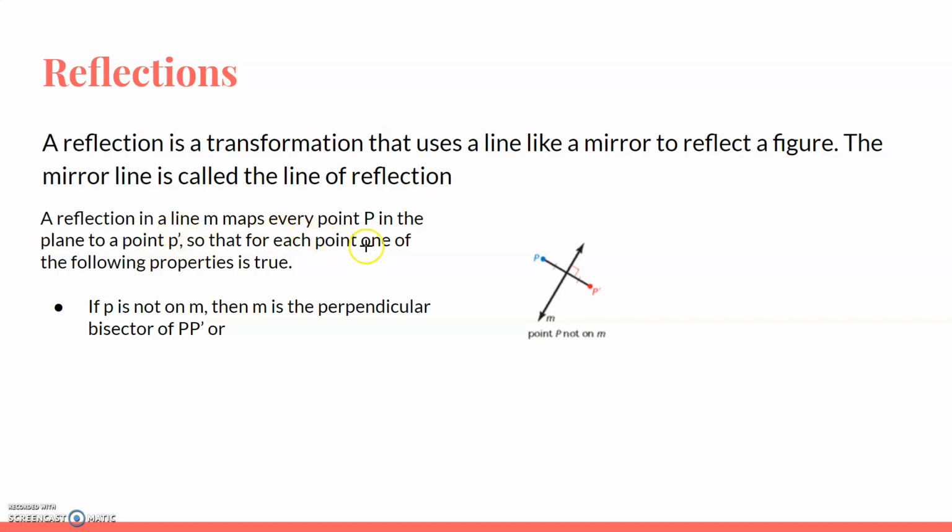So that for each point, one of the following properties is true. If P is not on M, as you can see here, point P is not on M, then M is the perpendicular bisector of PP'. Or if P is on M, then P is equal to P'.